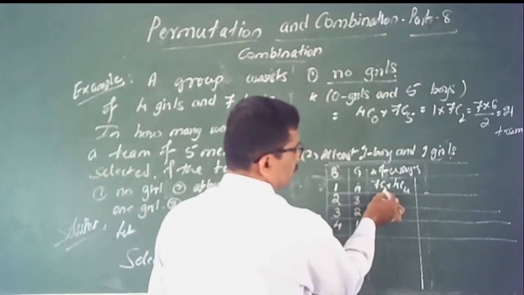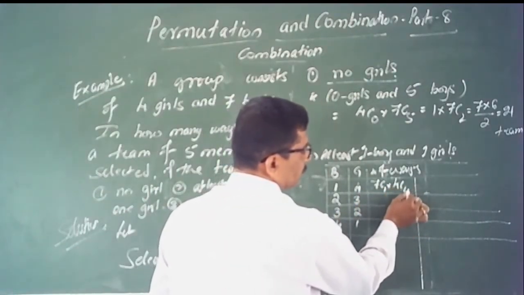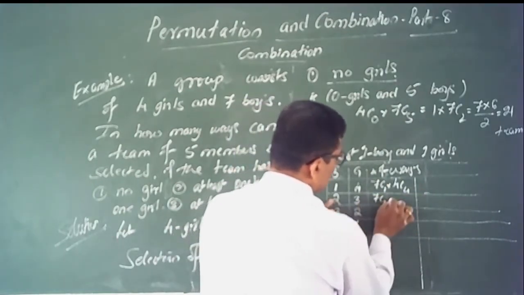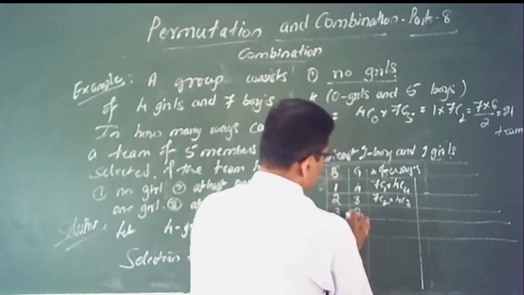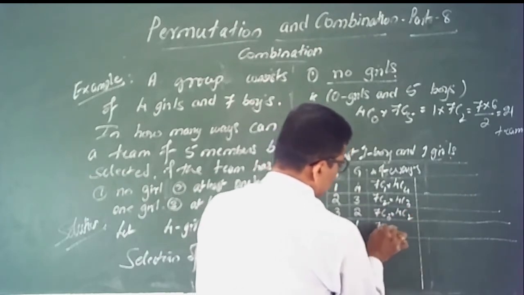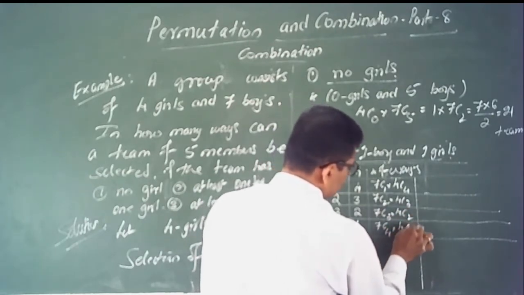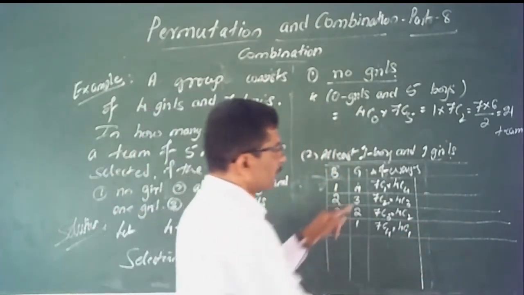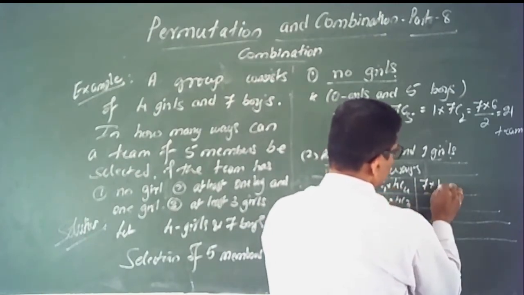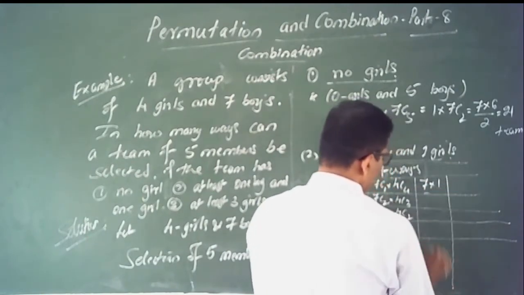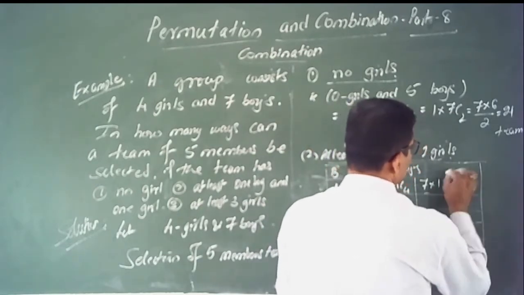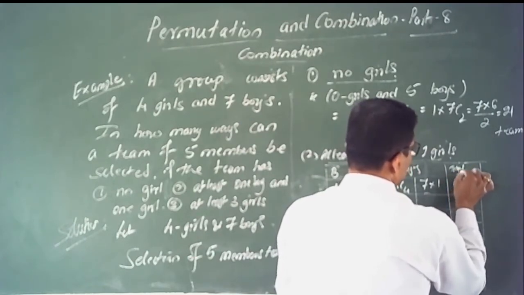Of 7 boys only 1 boy is selected and of 4 girls only 4 girls are selected. 7C2, of 7 boys only 2 boys and of 4 girls only 3 girls. Of 7 boys only 3 boys, of 4 girls only 2 girls. Of 7 boys only 4 boys and of 4 girls only 1 girl, you can select it. That value is equal to 7C1 means 7, 4C4 means 1. Is it clear? That value is equal to 7, and in tabular method, this one is the total selections.